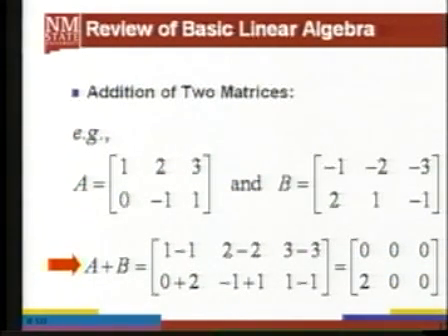Could you speak up, please? Would this be different if we added a 2 by 3 matrix and a 2 by 2 matrix? Well, you cannot do that, right? Right. So to do the addition of 2 matrices, both matrices should have the same dimension, okay?